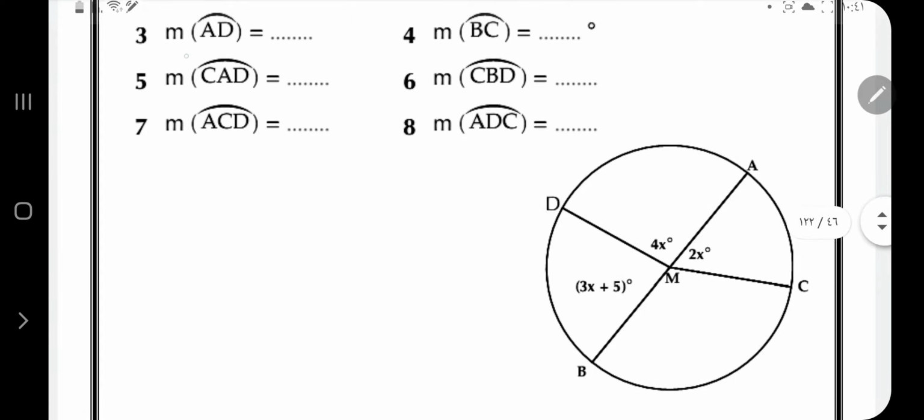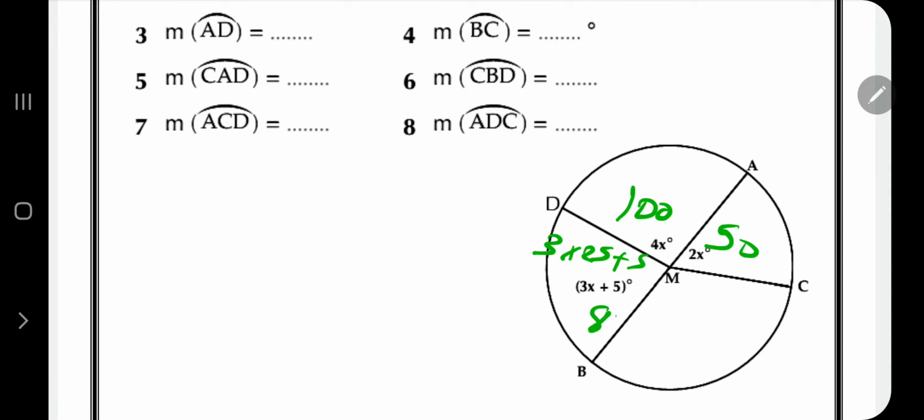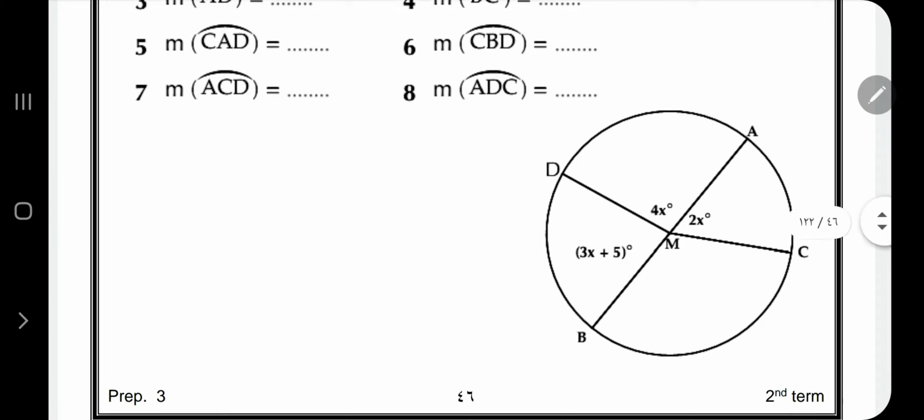After that, x equals 25, so AC will be 50. AD is 4 times 25, which equals 100. 3 times 25 plus 5 equals 80. This part equals 180 minus 50, so it will be 130. After that, I will get the value of each arc.